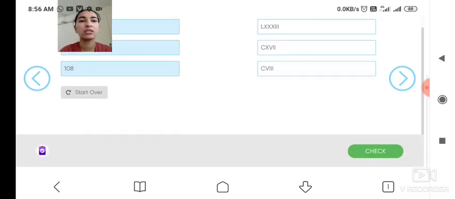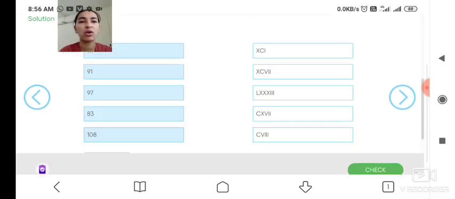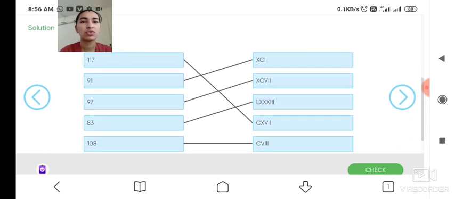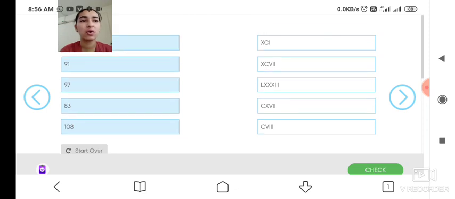I will give the answer. Just check whether your answer is correct or not. Okay students, this is the correct answer. Now check whether your answer is correct or not. Is your answer correct? Yes students. If your answer is correct, then good, you are doing very well. If your answer is not correct, then you have to try. At least you are trying this. I will appreciate your effort.